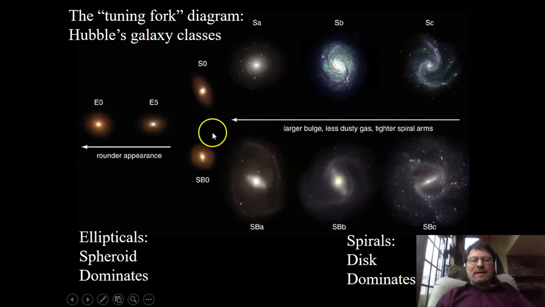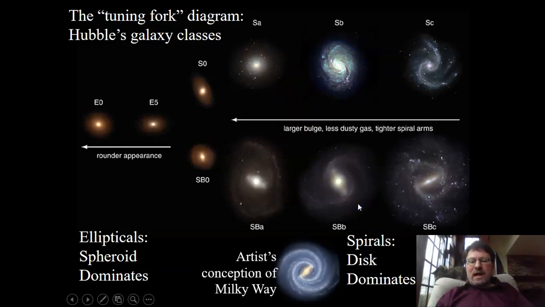These are the lenticular galaxies that I mentioned, and they are those intermediate galaxies between ellipticals and spirals. Now, our Milky Way galaxy is an SBb, and that's only really been known for about 20 years or a little less, that we were certain that it was a barred spiral galaxy.